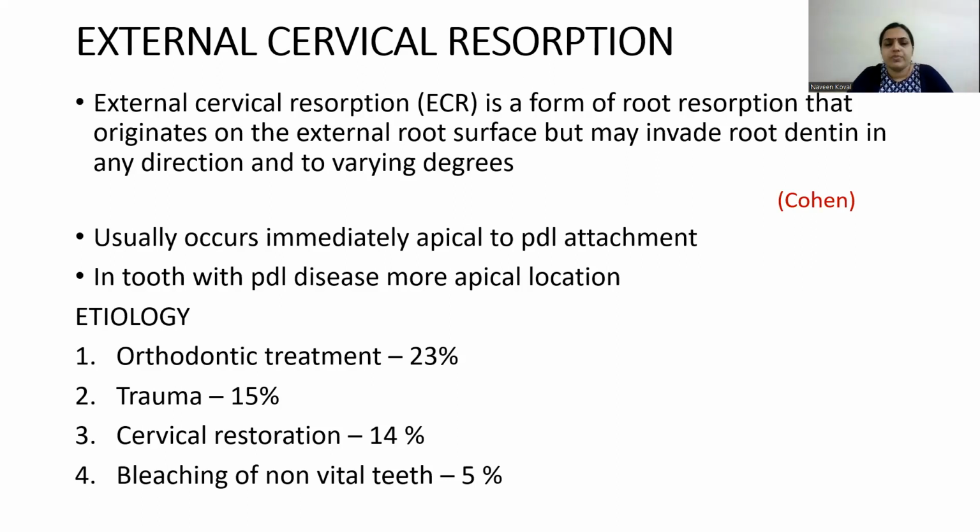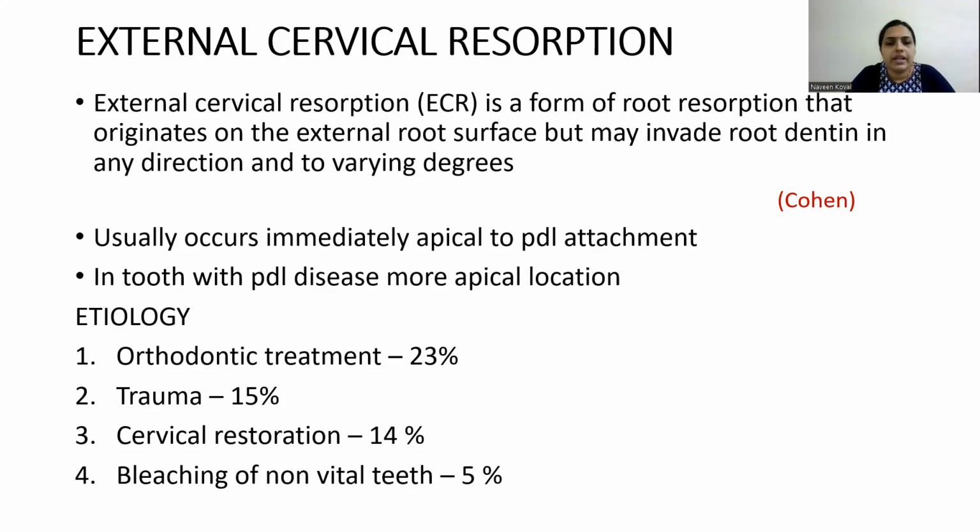The next kind of resorption, which is different from the other kinds I have discussed, is external cervical resorption, also known as invasive cervical resorption. According to Cohen, external cervical resorption, or ECR, is a form of root resorption which originates on the external surface of the root but may invade the root in any direction and to varying degrees.